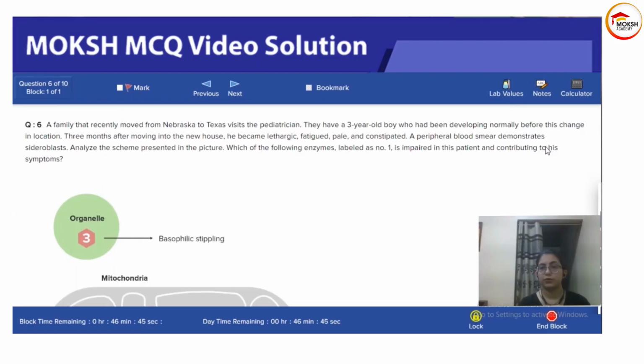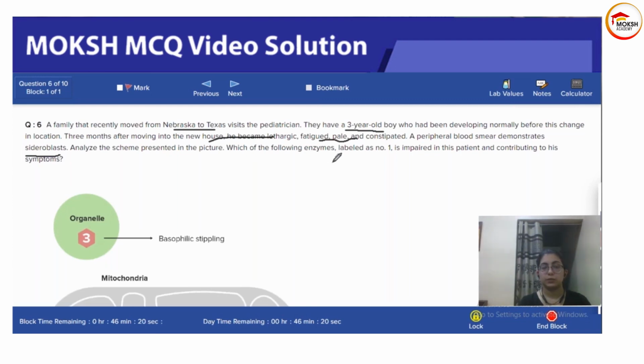A family has recently moved from Nebraska to Texas. They visit a pediatrician. They have a 3-year-old boy who had been developing normally before this change in location. 3 months after moving into the new house, he became lethargic, fatigued, pale, and constipated. A peripheral blood smear shows sideroblasts.